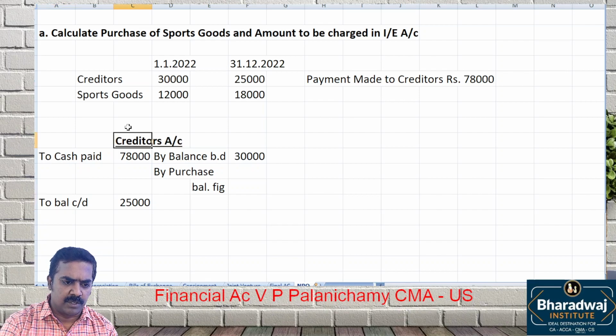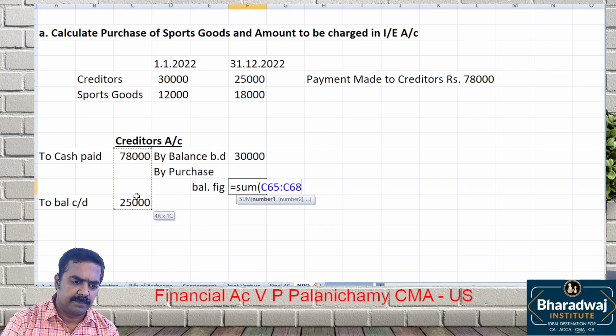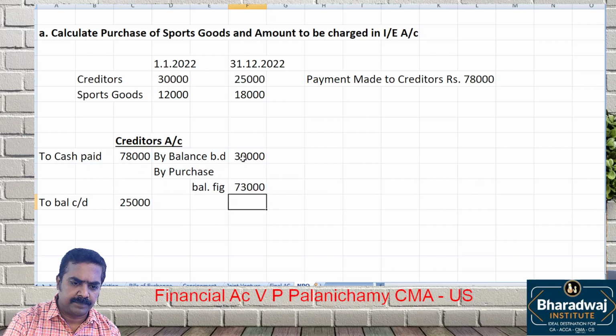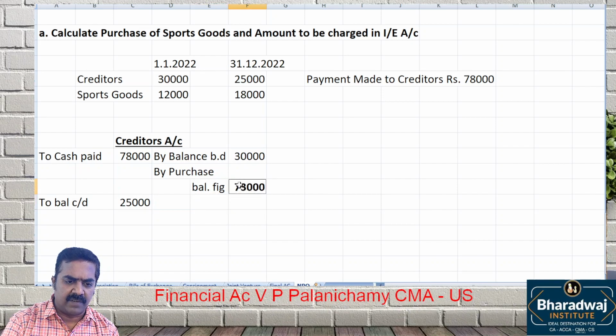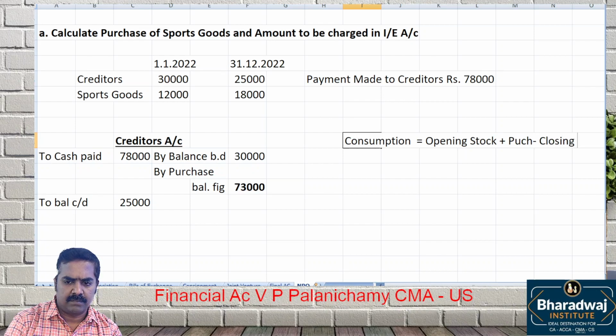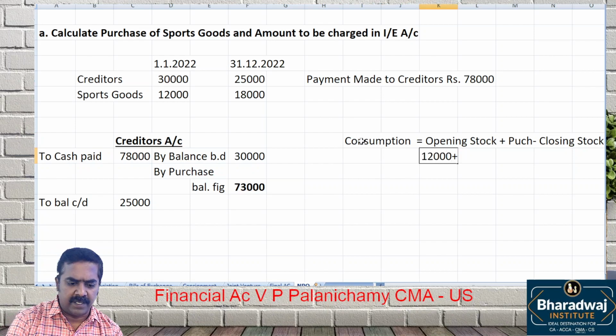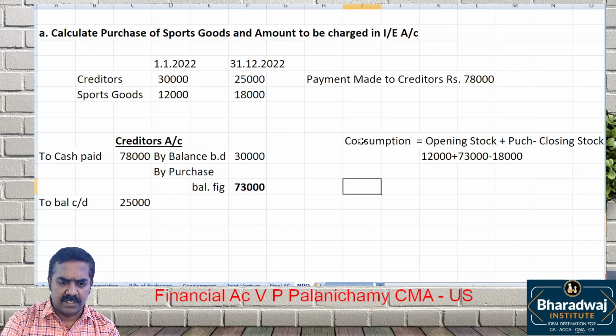When you prepare creditors account, you will get which one? Purchase as a balancing figure. Take it up. Don't need to wait, take it up. So purchases are 73,000. They ask consumption. Consumption will be opening stock plus purchases minus closing stock. Total opening stock 12,000. How much have you purchased? 73,000 minus closing stock 18,000. Consumption is the expense.